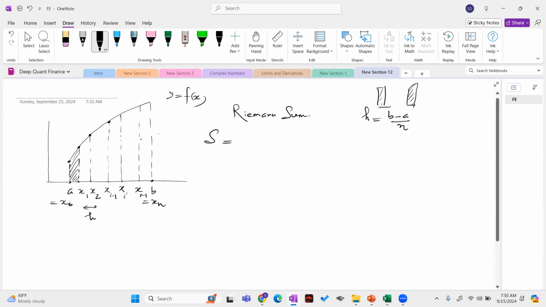I'll also need the height at these points. Okay. So let me call this y0, y1, y2, yi minus 1, yi, and yn minus 1, yn. All right. yi is f of xi.